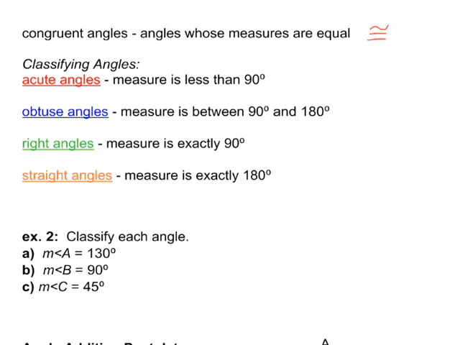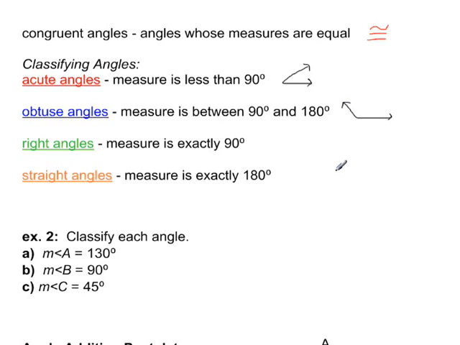Now as far as classifying, it's a little bit different than naming because you're telling me what type of angle they are. Acute angles measure less than 90, and they typically look something like this, where they're kind of scrunched together. Okay, obtuse angles measure between 90 degrees and 180 degrees, and that can look something like this, where it's open up real wide.